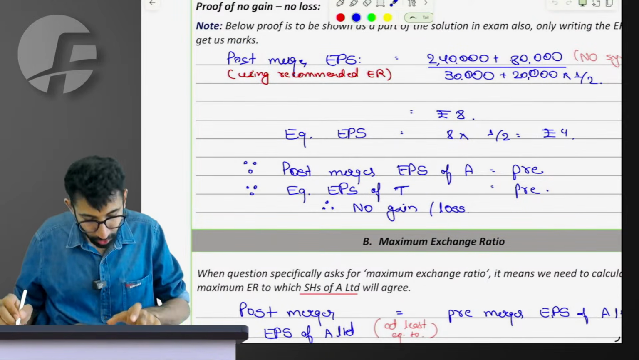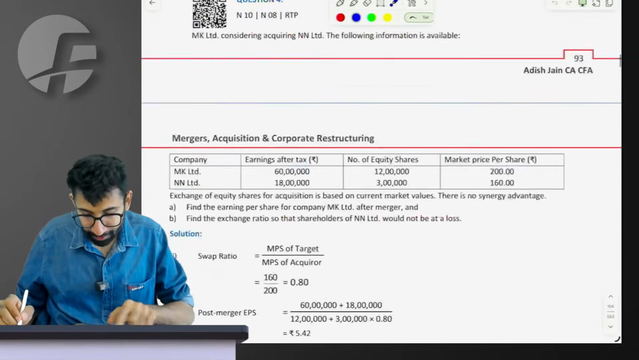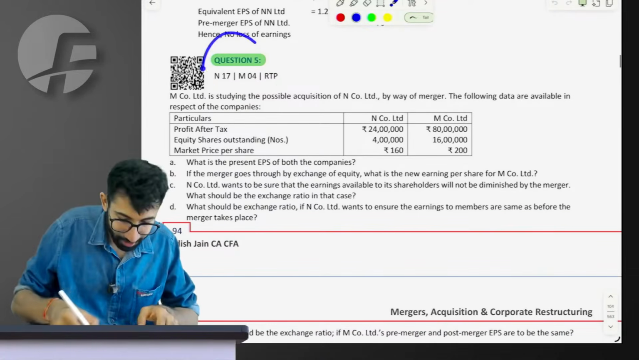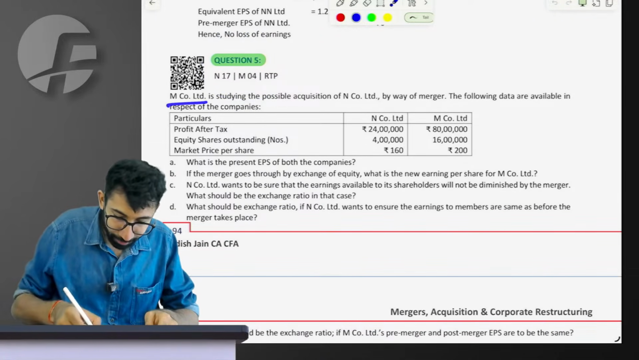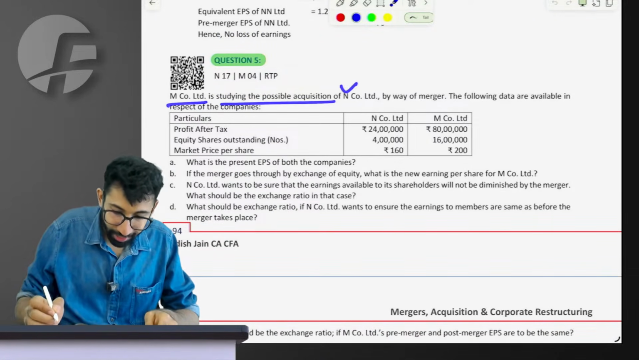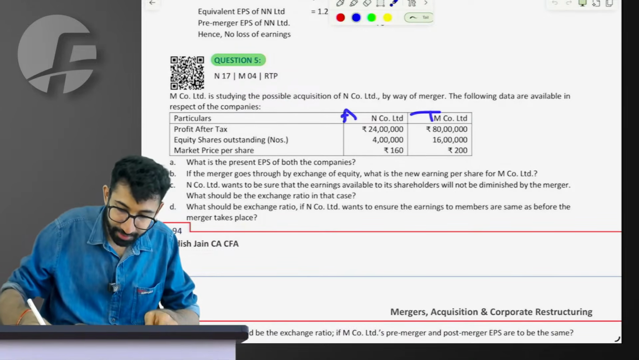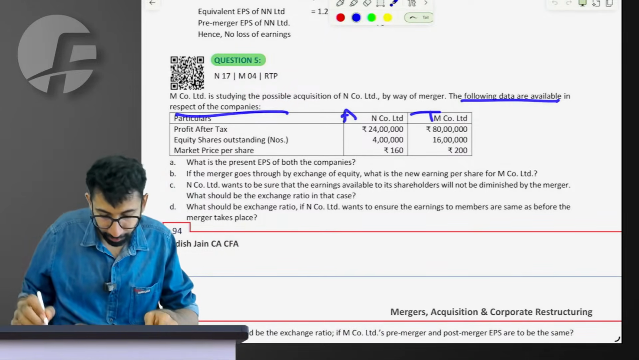Are we clear? So let's do one practical question, super ultra fast and easy, question number 5. I'll be very quick. M company is studying a possible acquisition of N, right? So this is the acquirer, this is the target. The following data is available in respect to the companies.